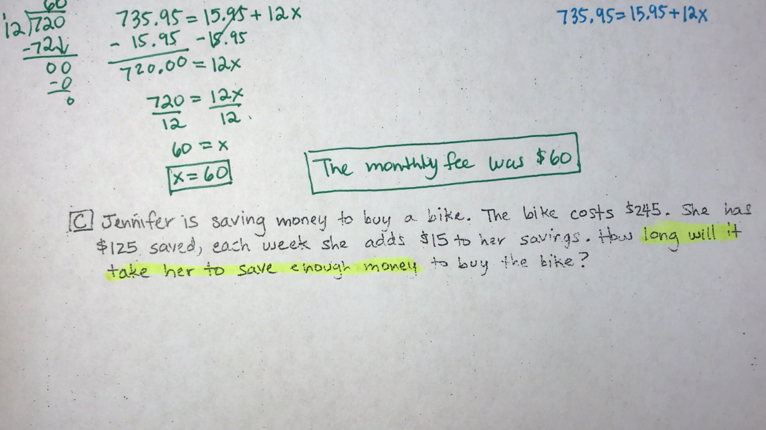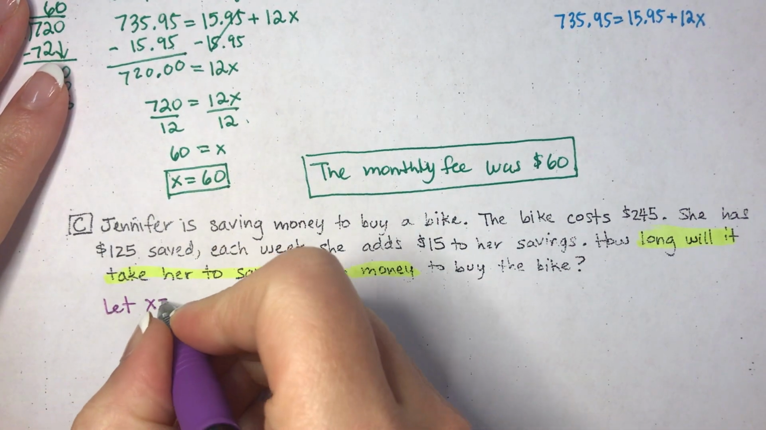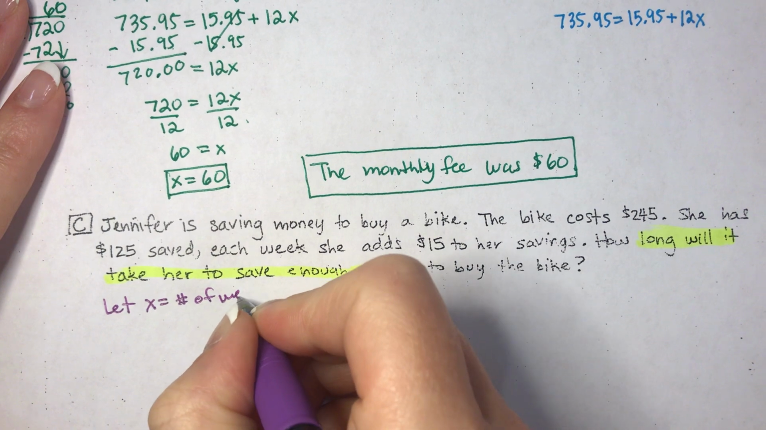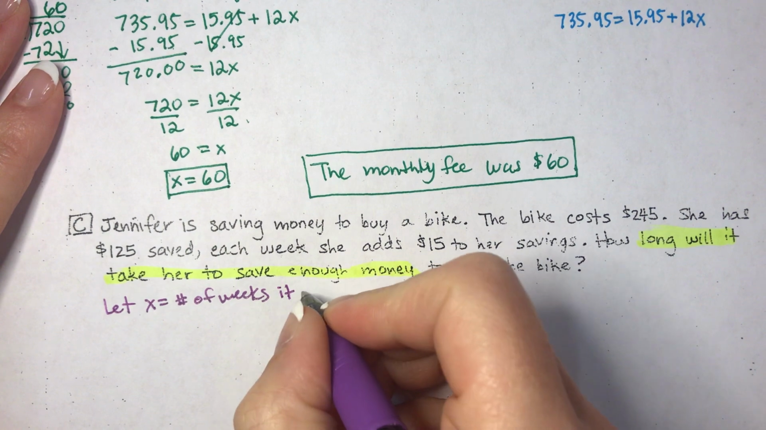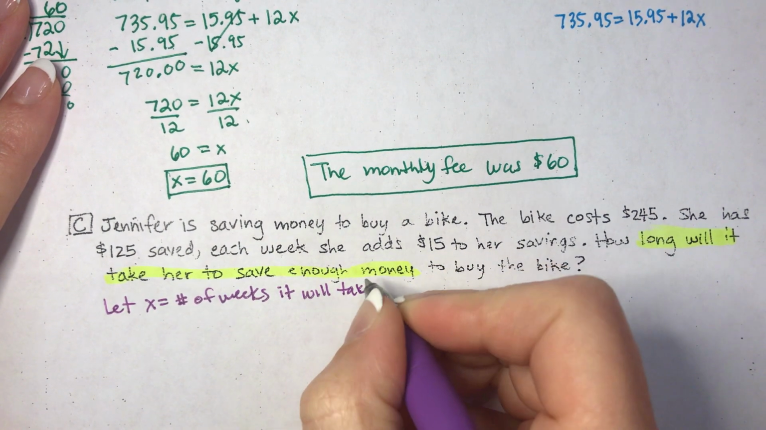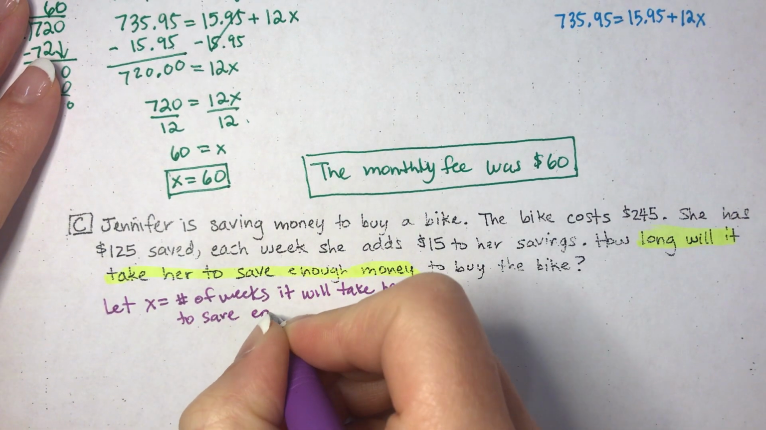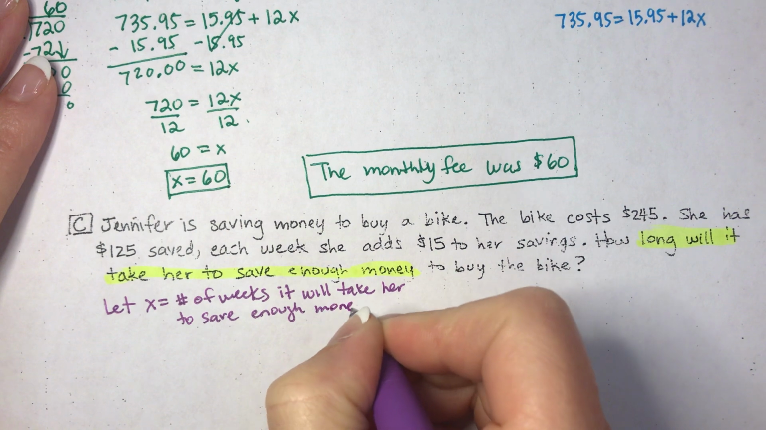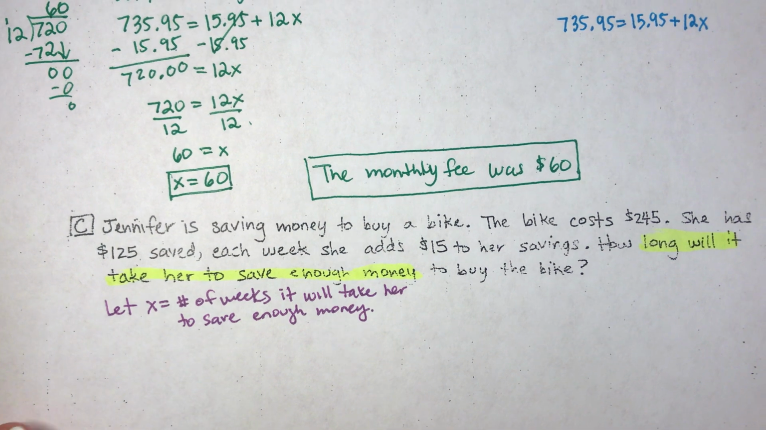How long? And we're talking about weeks, each week. So it's really how many weeks will it take her to save enough money? So let's go ahead and just say, let X equal the number of weeks it will take her to save enough money. Okay, so that's our variable, number of weeks. All right, let's go ahead and highlight all of the other important information.